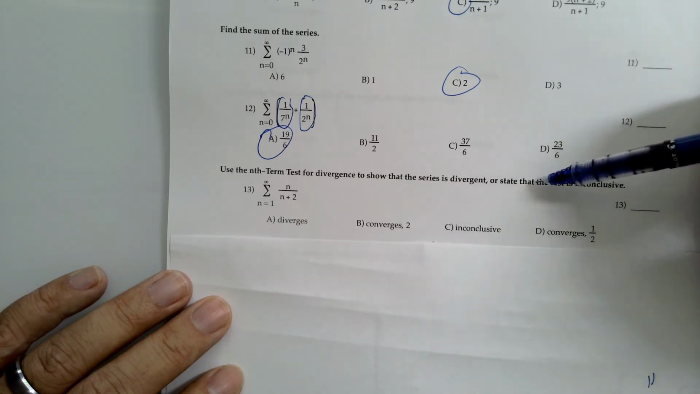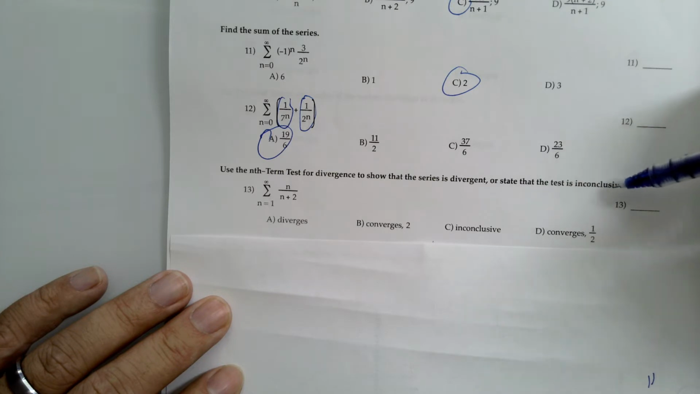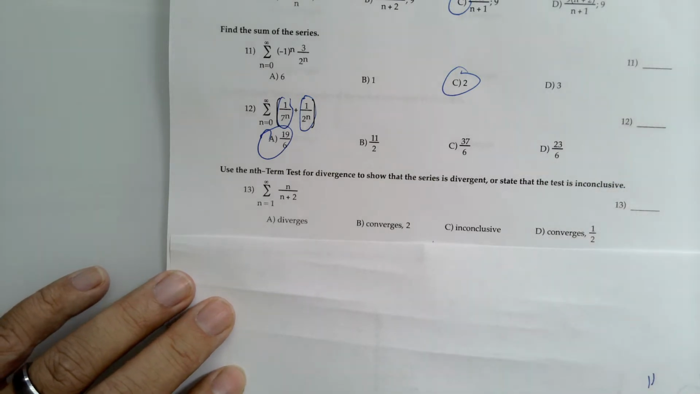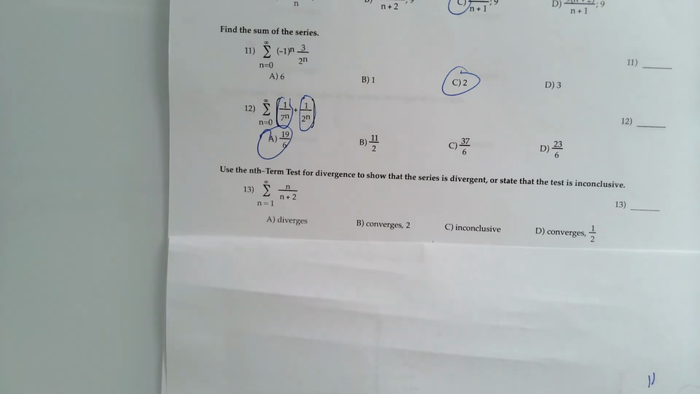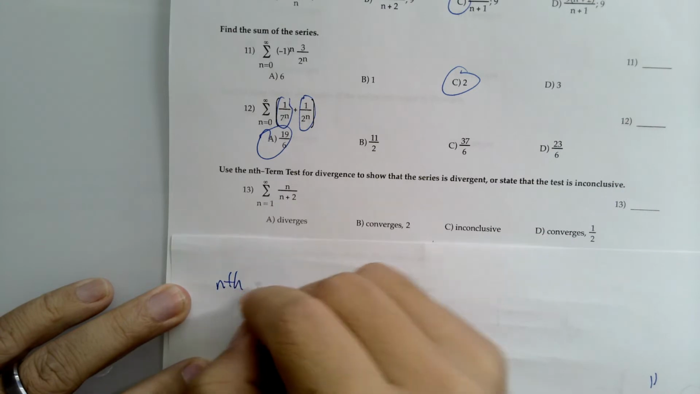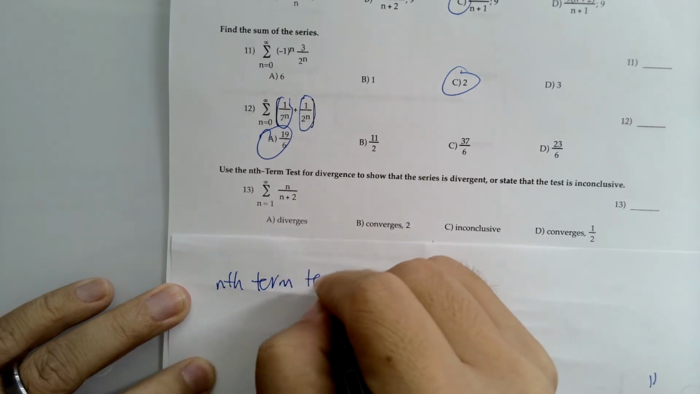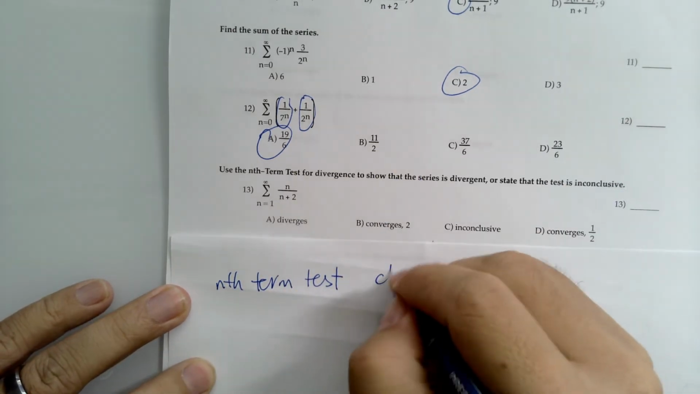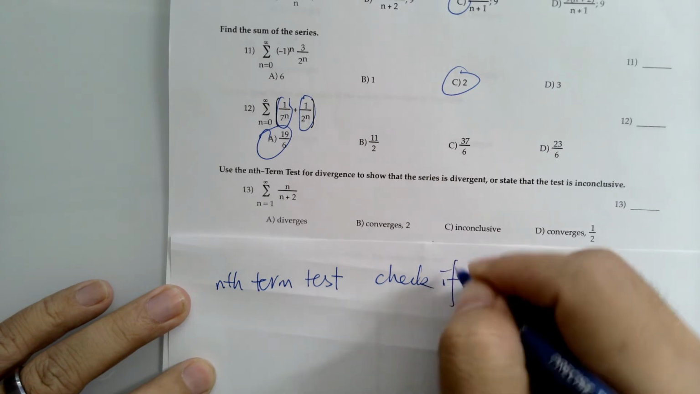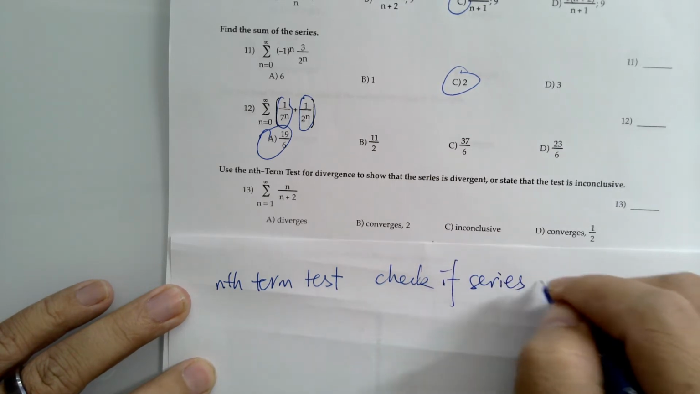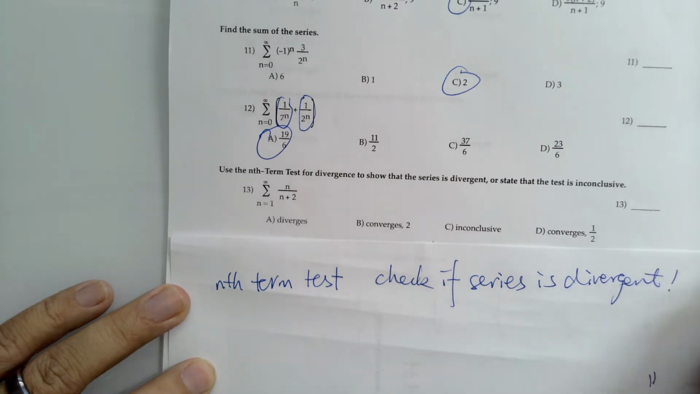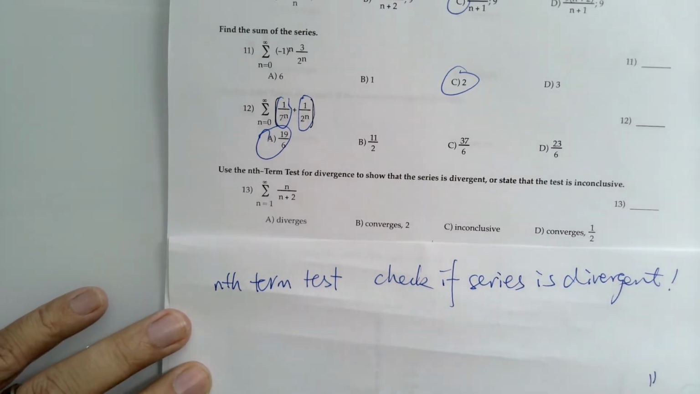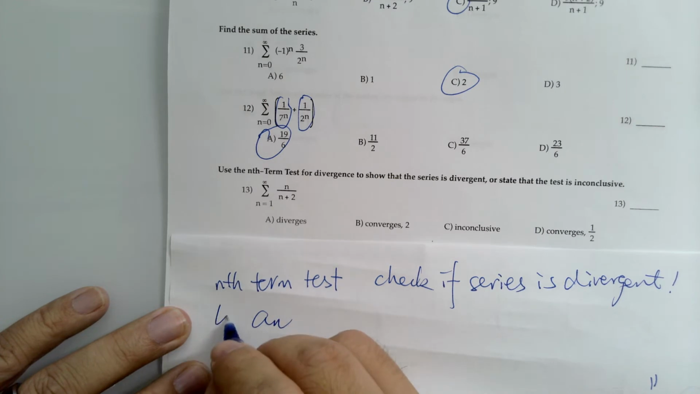Now number 13: use the nth term test for divergence to show that the series is divergent, or state that the test is inconclusive. So what's the point of the nth term test? Actually, it's super simple. The nth term test checks if a series is divergent.